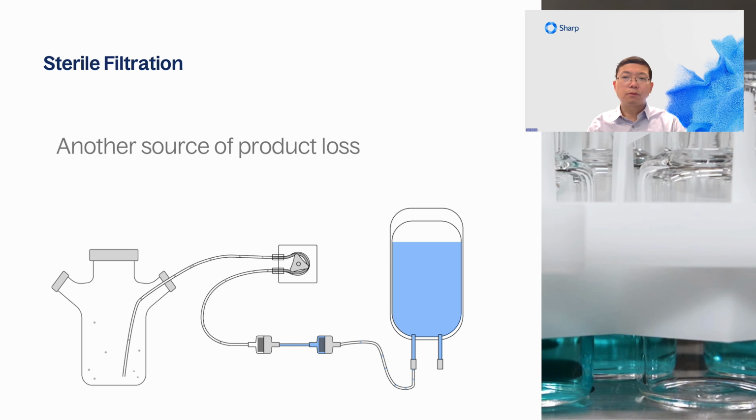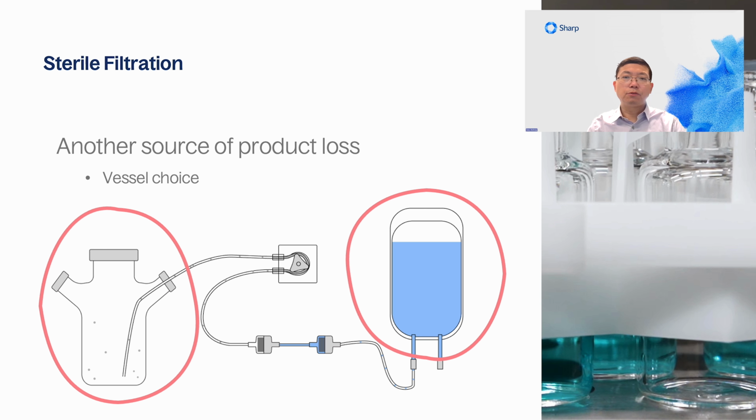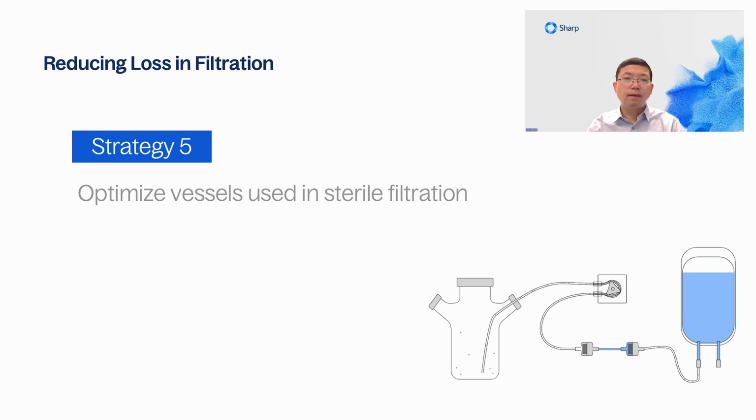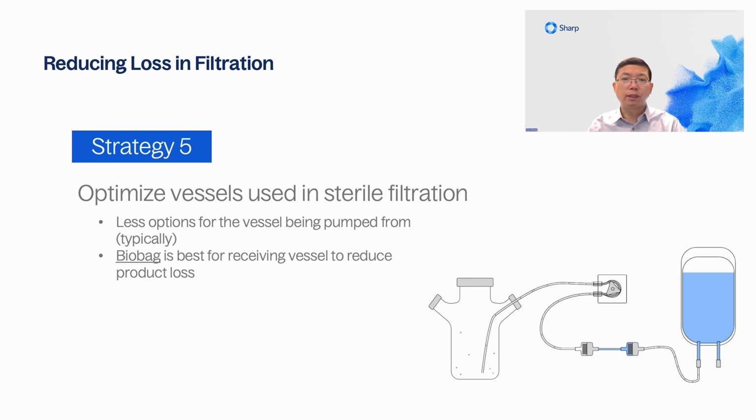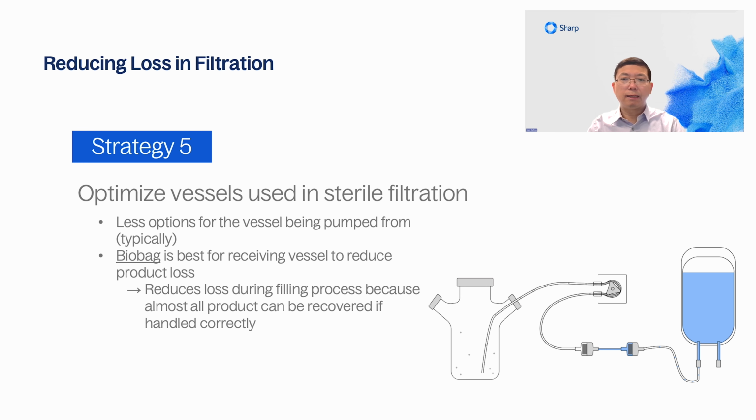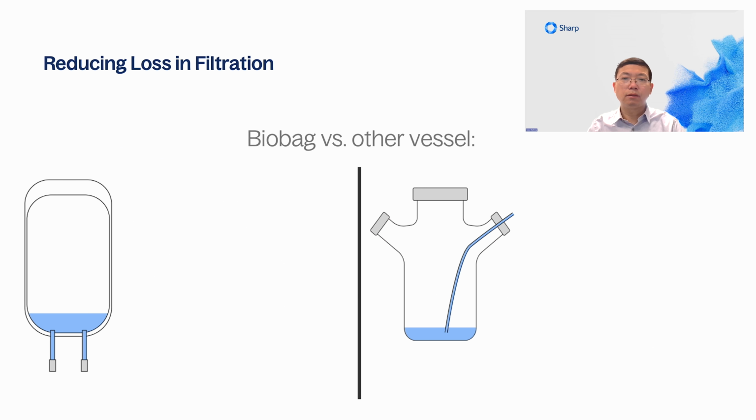One other volume loss reduction strategy is to filter into a bioprocessing bag instead of a glass vessel, such as a spinner flask. The reduction in volume loss won't be seen during filtration, but in filling. At the end of the fill, the biobag will be able to empty completely, while a significant amount of solution will remain in the spinner flask.